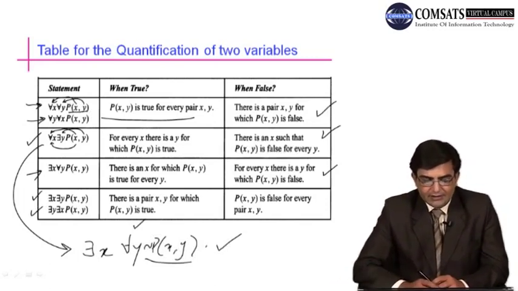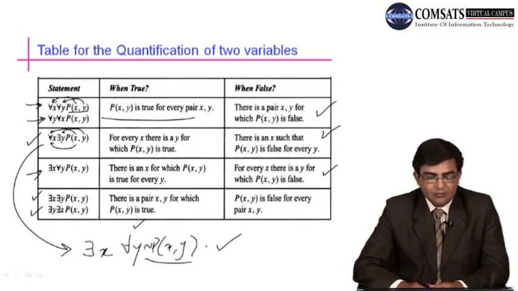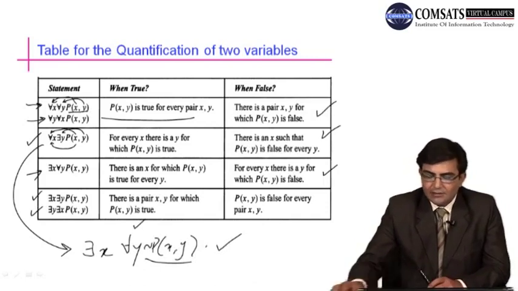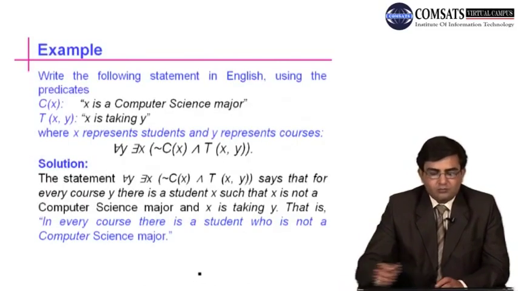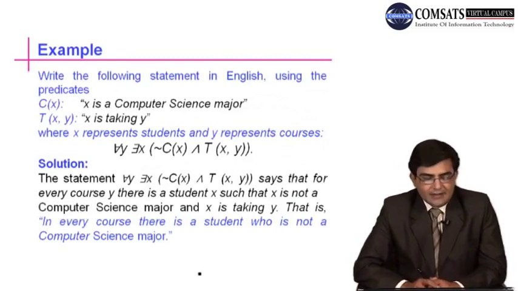So this is basically a summary of the multiple quantified statements which involve only two quantifiers, either for all or there exists. Then we can check the truth value of such types of statements like this. Now we take an example to further understand this concept.